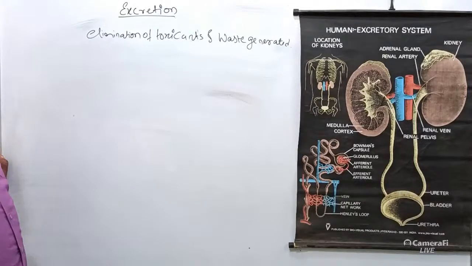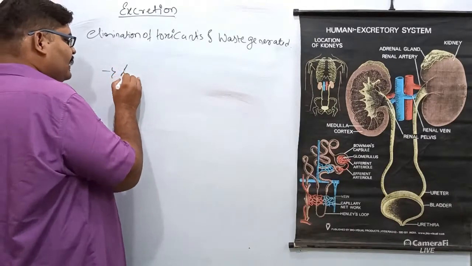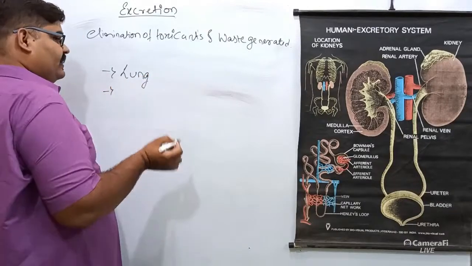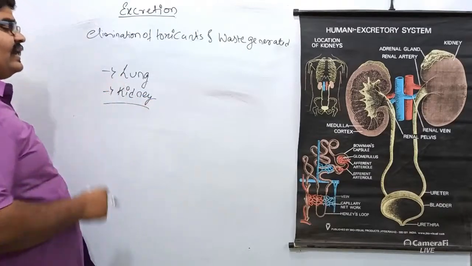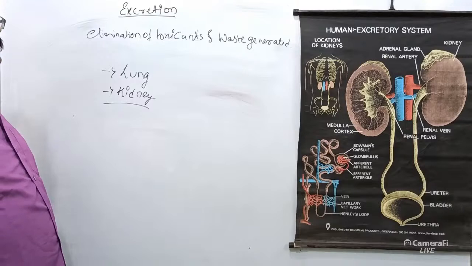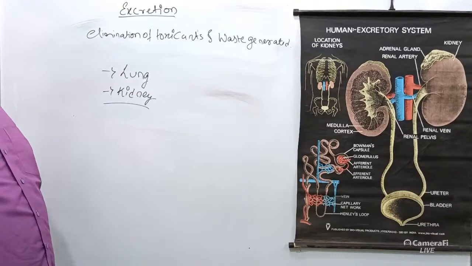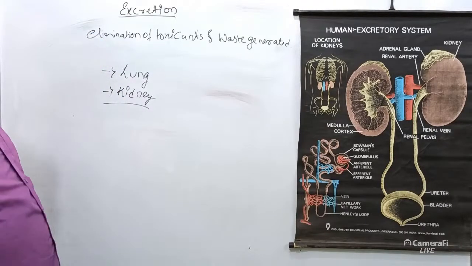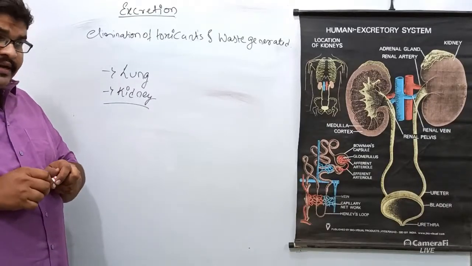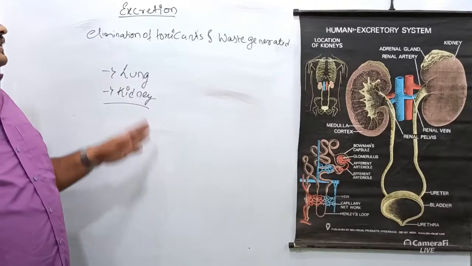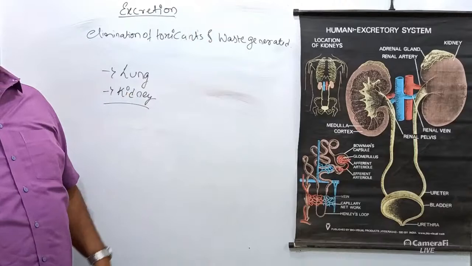In the excretion process, we have two organs for excretion: one is the lung, the other is the kidney. Apart from the lung and kidney, we also have different kinds of glands, like the sweat gland and the sebaceous gland, which also have a role in the elimination of waste and toxicants from the body.